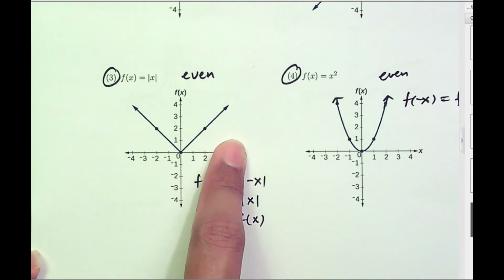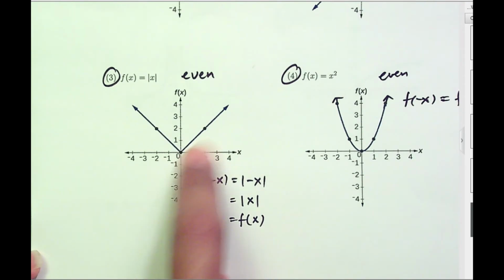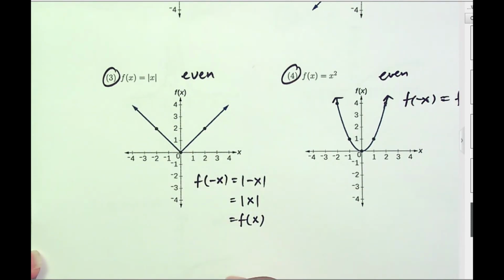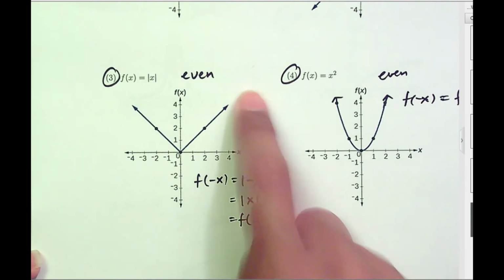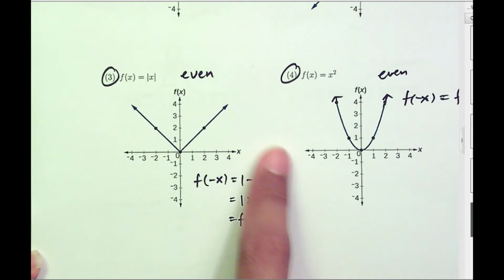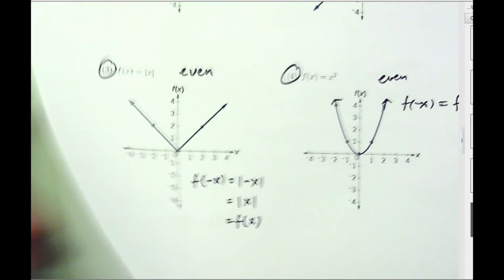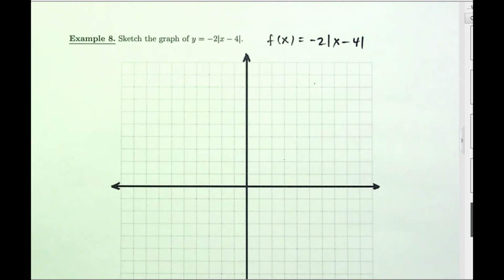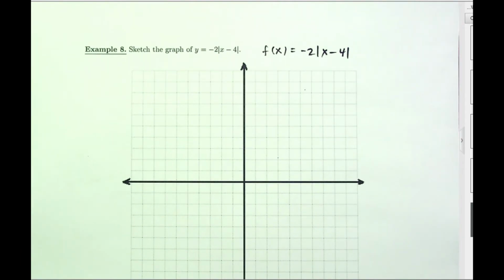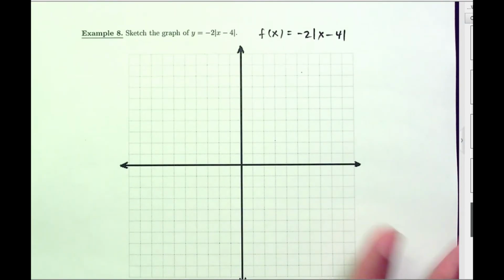So here's the graph of the absolute value of x. It looks like a V, and those lines divide the first and second quadrant exactly halfway through. So it goes through 1, 1, 2, 2, 3, 3, 4, 4, etc. And then the other side, because this function is even, is a mirror image of the right-hand side. The left-hand side is a mirror image of the right-hand side. So with that, we're going to sketch here the basic function y equals absolute value of x. And that's going to be a starting point.